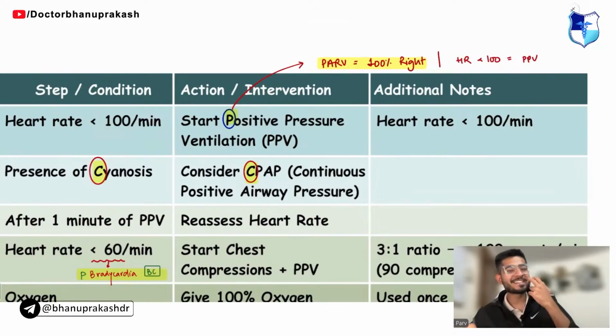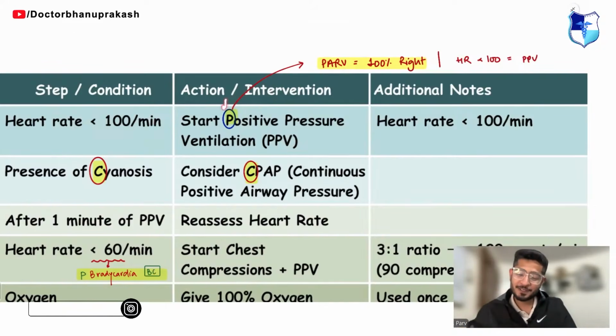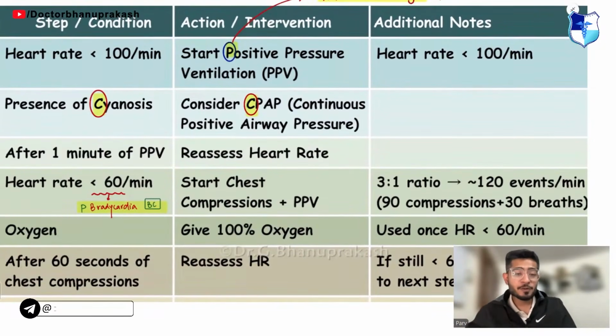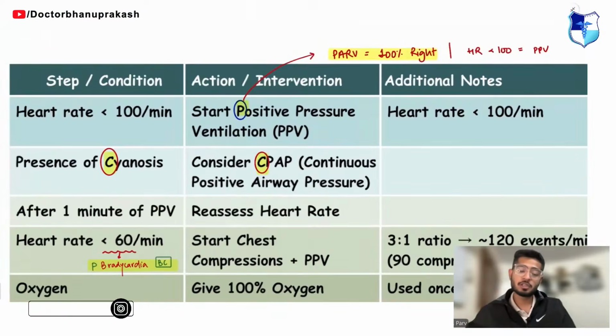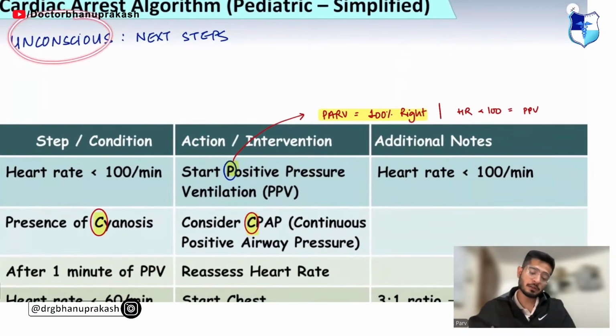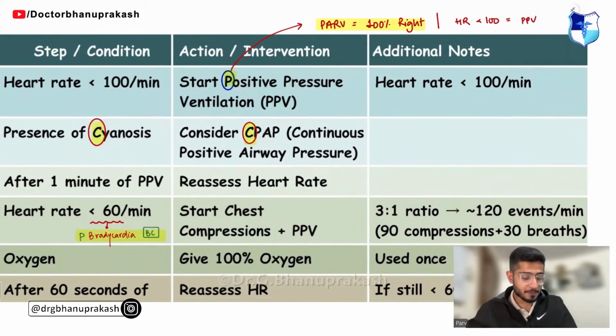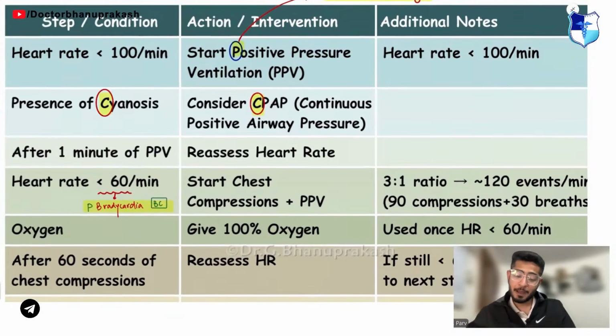So if the heart rate is less than 100 per minute, you have to start positive pressure ventilation. And if there is cyanosis present, next, the child is unconscious and there is cyanosis. So from C, you have to remember C. If there is cyanosis, you have to consider CPAP. CPAP is continuous positive airway pressure.